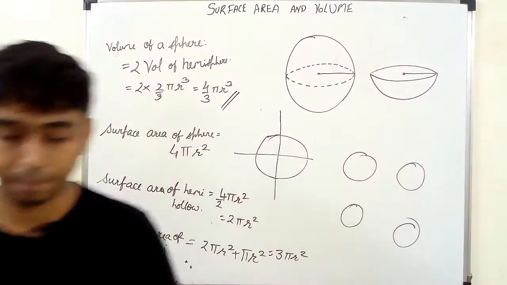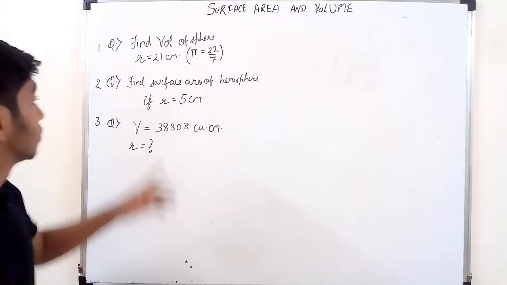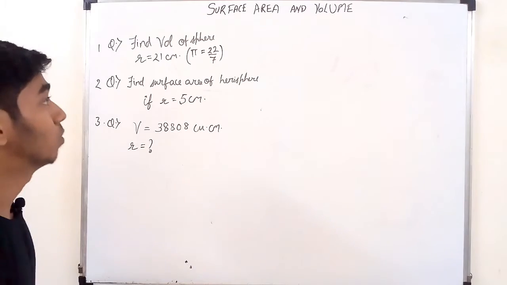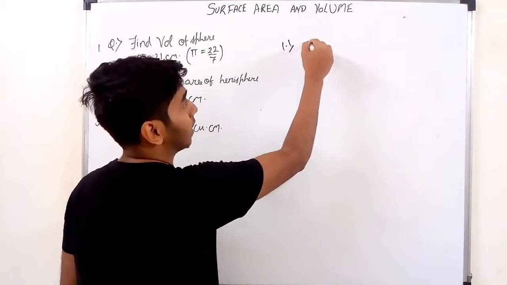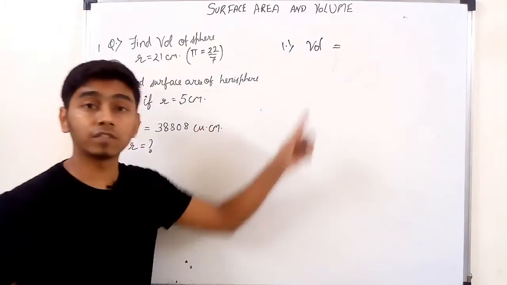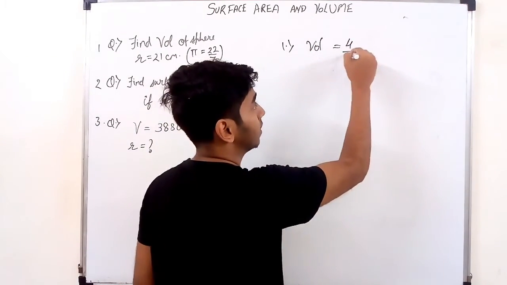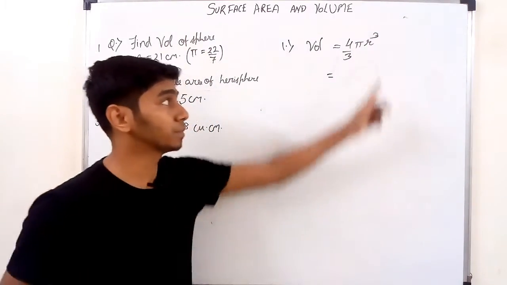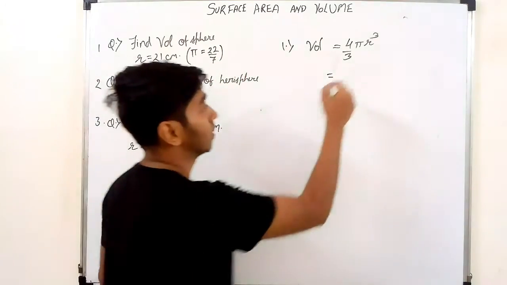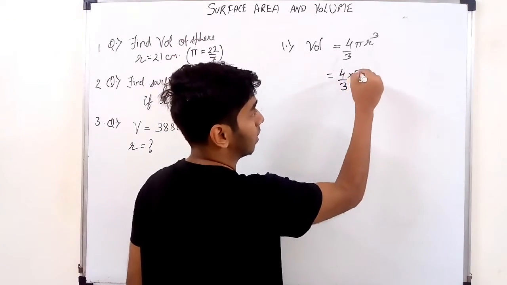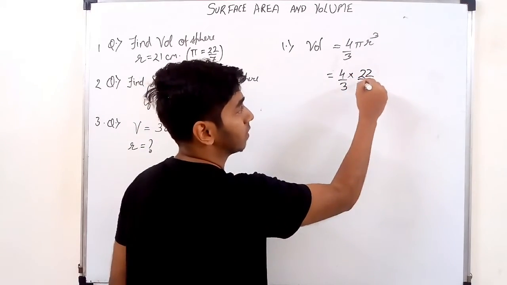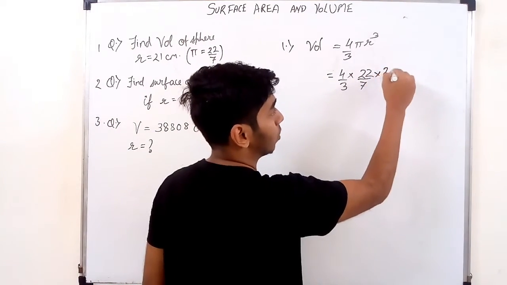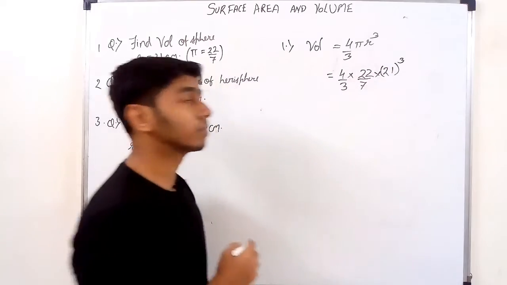So let's see some questions. The first question says, find the volume of a sphere if the radius is 21 centimeter. You know that the volume of a sphere is equal to 4 by 3 pi r cube. So simply substitute the value of r, which is 21. So 4 by 3 into pi, which is 22 upon 7, and r is 21, into 21 cube.